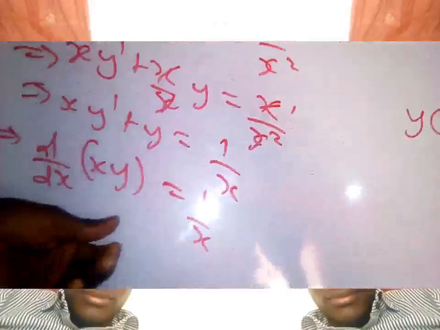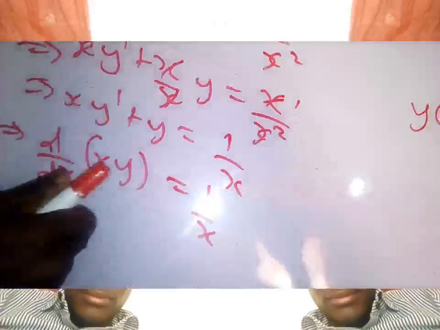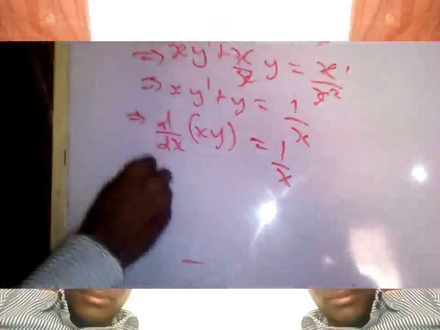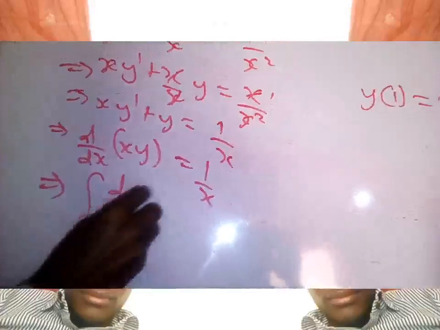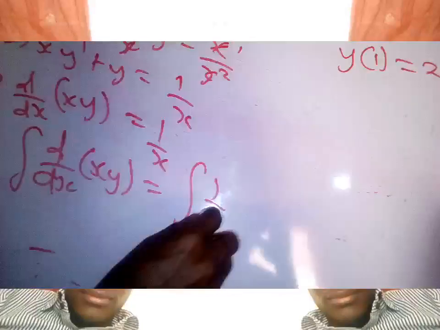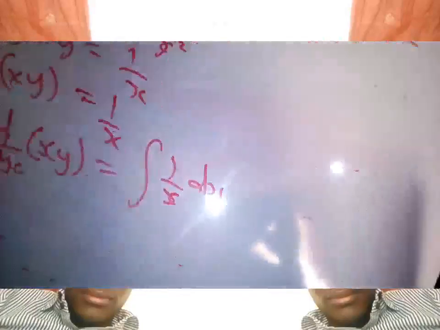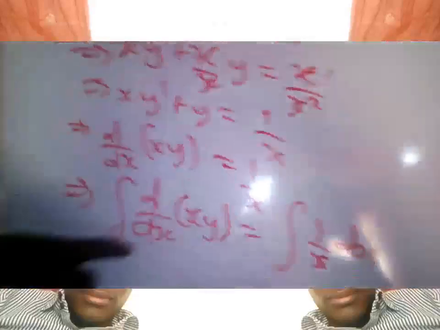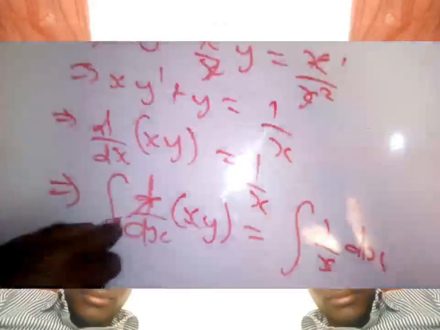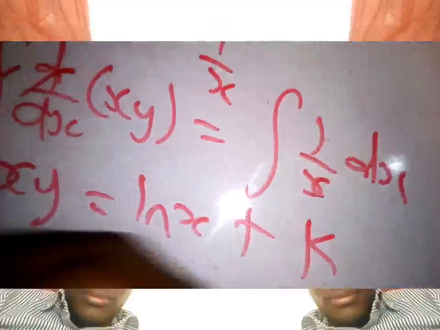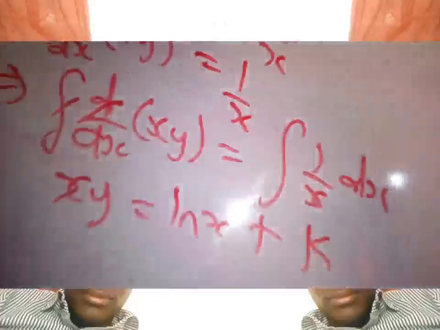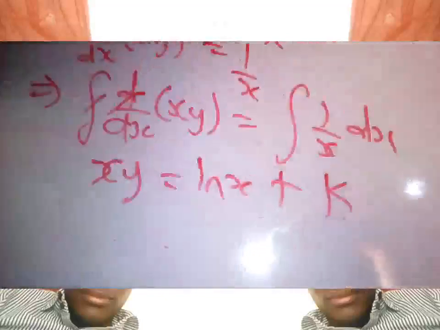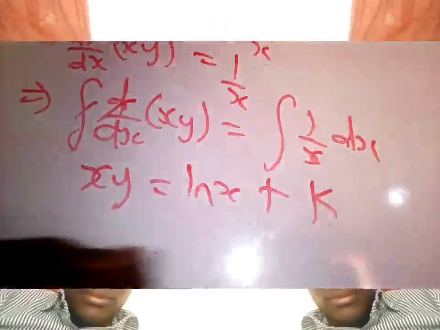Remember, it is y that we want to find, so we need to integrate. This implies that integrating both sides, you have the integral of d over dx of xy is equal to the integral of 1 over x. Now the integral of a derivative is the function itself. So this will cancel out to get xy is equal to the integral of 1 over x, which is ln x plus a constant, call it k. This k means the constant of integration. Remember, when integrating an indefinite integral, you must put the constant of integration.